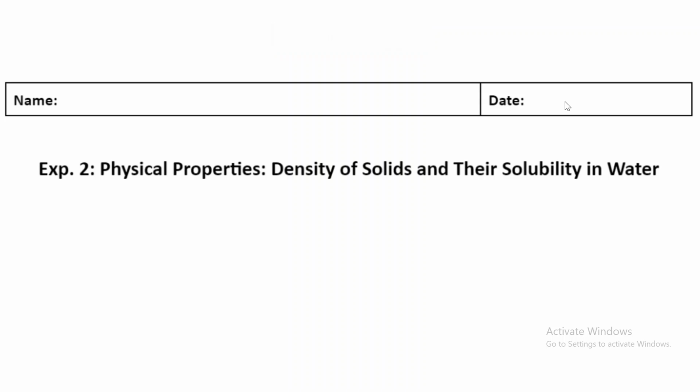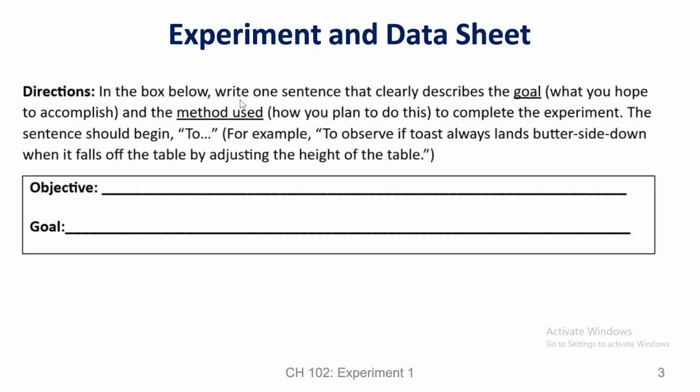So the first thing I want you to do is that at the very top, put your name and the date that you are completing the lab. So the date that you are watching this video. So the directions, the first thing, as we did in the previous experiment, is to write one sentence that clearly describes the objective and the goal for this lab.